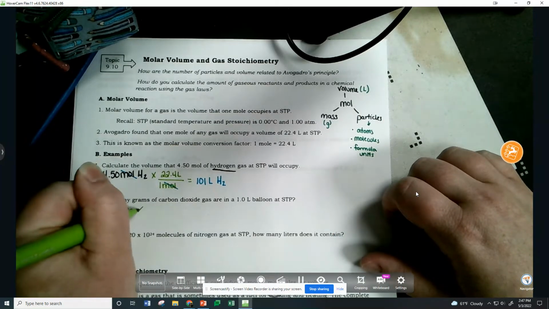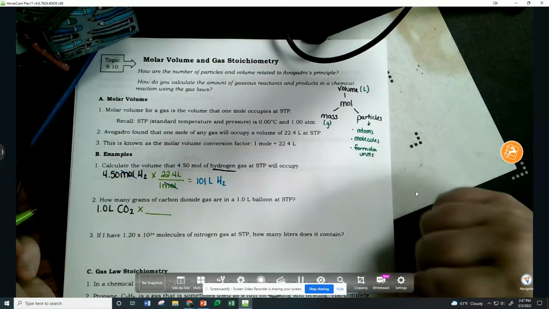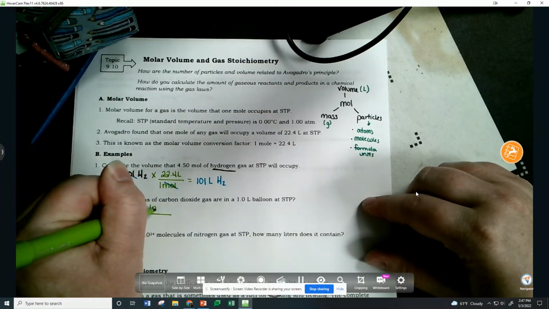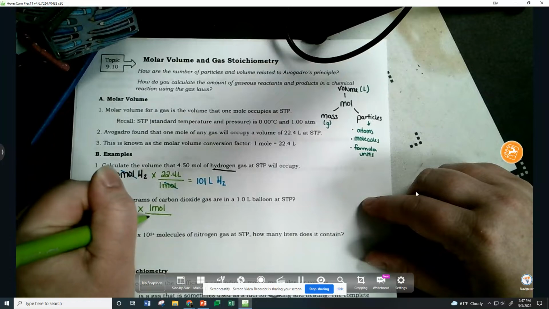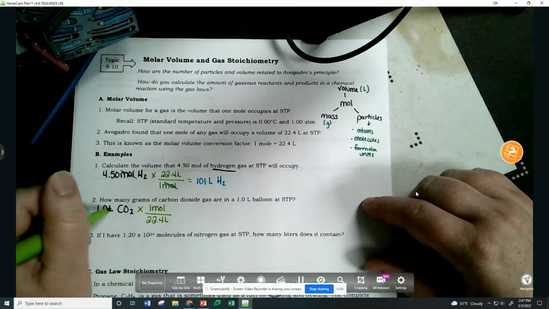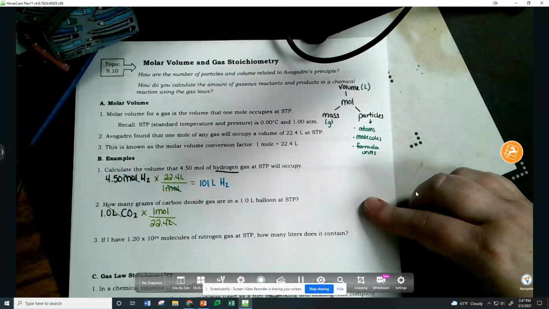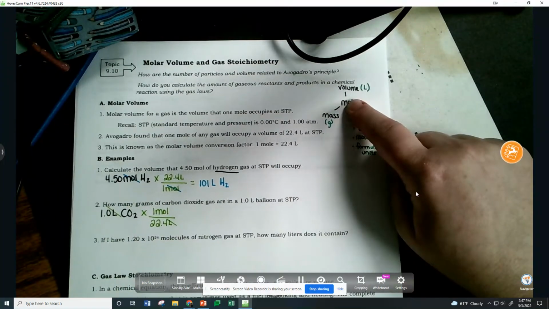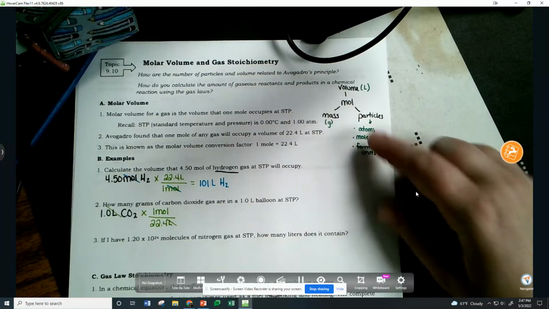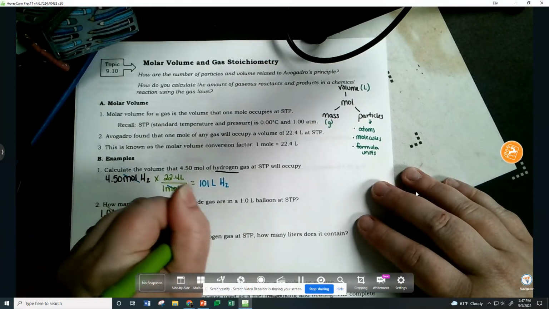Same conversion factor: 1 mole is going to be the top, 22.4 liters is the bottom. Again, I can cancel my liters. I'm now at moles. I need to get to mass, and to do that, going from mole to mass, we need molar mass.